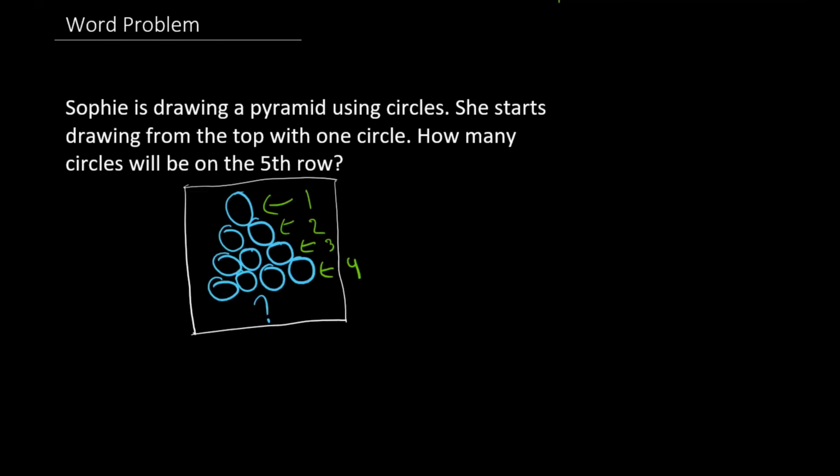So if the previous row is 1, the next is 2. 1 plus 1 is 2. Let's see if that's the same pattern for everything. 1 plus 1 is 2, 2 plus 1 is 3, 3 plus 1 is 4. So that is the pattern, adding 1. We need to add 1 to the fourth row. The fourth row has 4 circles, so 4 plus 1 equals 5. The fifth row has 5 circles.